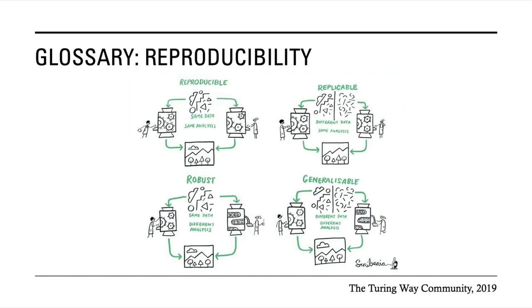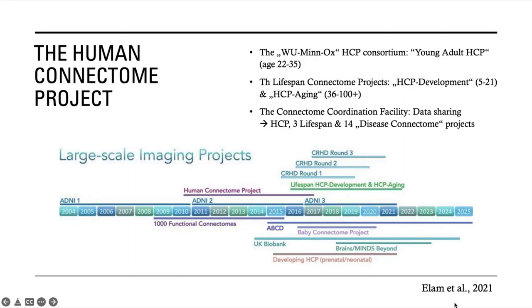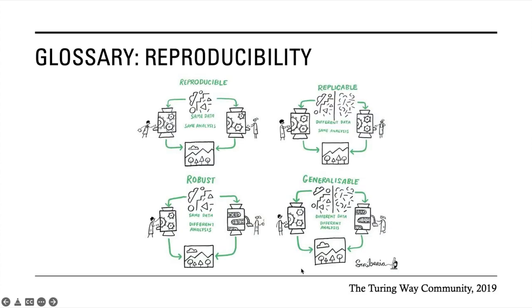Then there's replication. A result is replicable when the same analysis is performed on a different data set and produces qualitatively similar answers. So if we take a look at another imaging study, for example, which has a different data set, but the input data is of the same kind. So we can try to take, for example, the data from the 1000 Functional Connectomes and apply the processing pipelines from the Human Connectome Project. And we can see if we can replicate the results in another data set.